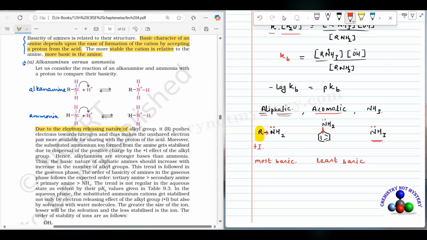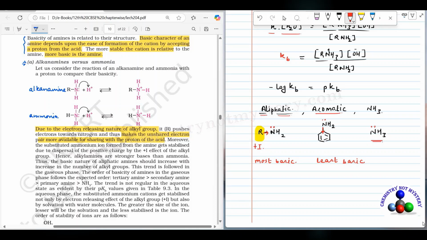Due to the electron releasing nature of the alkyl group, R pushes electrons towards nitrogen, thus making the unshared electron pair more available for sharing with the proton of the acid. Moreover, the substituted ammonium ion formed from the amine gets stabilized due to dispersion of positive charge by the plus I effect of the alkyl group.